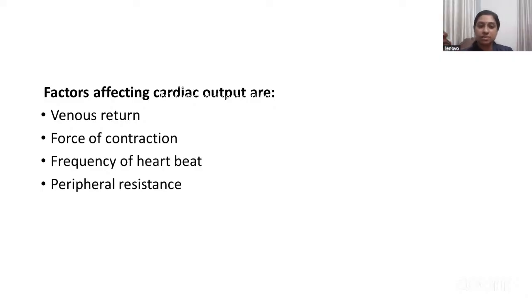So basically, these are the factors affecting the cardiac output. That's the venous return, the force of contraction of the heart. When the heart is contracting very forcefully, or the myocardial contractility is high, cardiac output will be increased. When the venous return to the heart is high, then also cardiac output will be increased by the Frank-Starling law. And the frequency: when the heart is beating very frequently, then also the cardiac output may increase. And also the peripheral resistance; peripheral resistance will reduce the cardiac output.